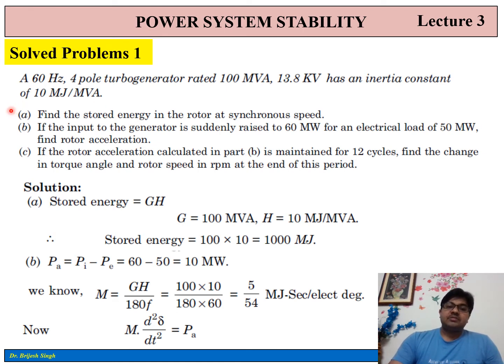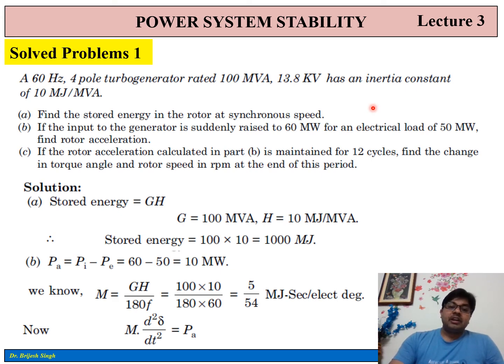A 60 Hz, 4 pole turbo generator rated 100 MVA, 13.8 kV, has an inertia constant of 10 MJ per MVA. Find the stored energy in the rotor at synchronous speed. If the input to the generator is suddenly raised to 60 megawatt against an electrical load of 50 megawatt, then find the rotor acceleration. So we require to evaluate the acceleration.